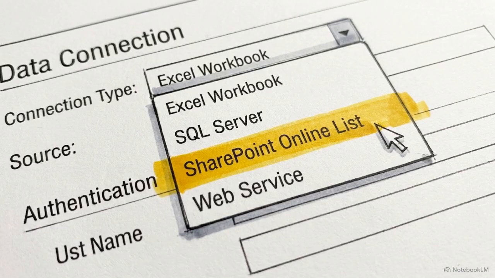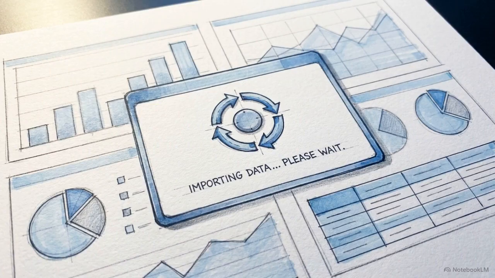Open Power BI Desktop, select SharePoint Online list as your data source, point it to your audit list, and load the data into your visual tables.